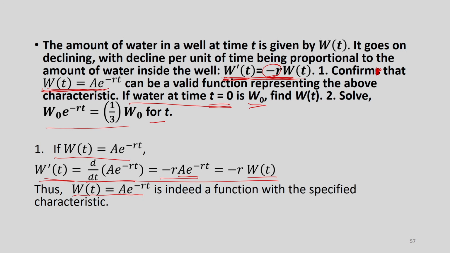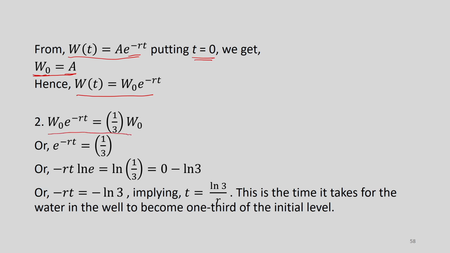Second part. Second part is saying that suppose this is given to us, then solve for t. So, this is given to us that W0 e to the power minus Rt is equal to 1/3 of W0. Let us try to solve this. W0 will get cancelled from both sides, e to the power minus Rt is equal to 1/3. I can take the log of both sides. So, I get minus Rt log of e is equal to log of 1/3. What is log of 1/3? It is log of 1 minus log of 3. So, it becomes minus log of 3. On the left hand side I just have minus Rt, on the right hand side I have minus log 3, and that means t is equal to log of 3 divided by R.